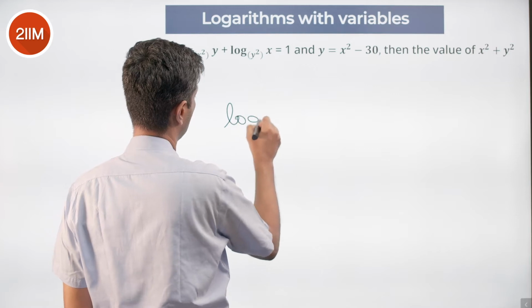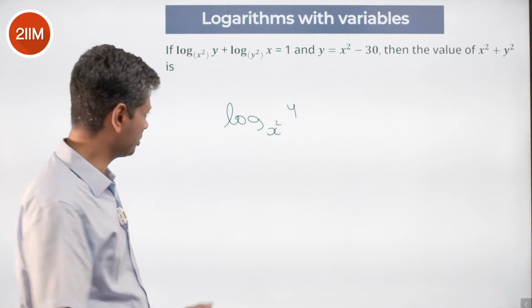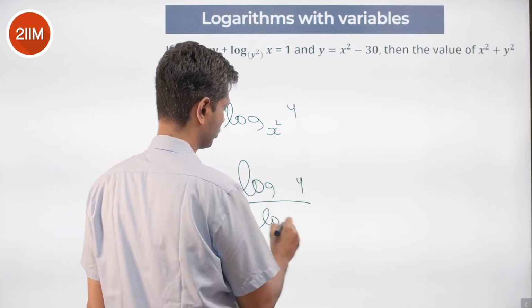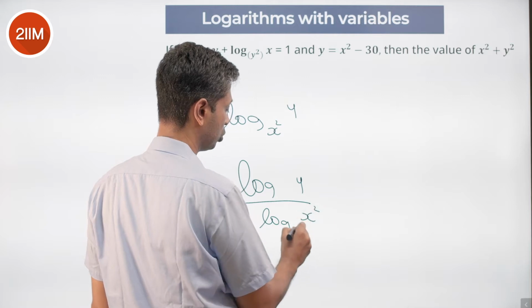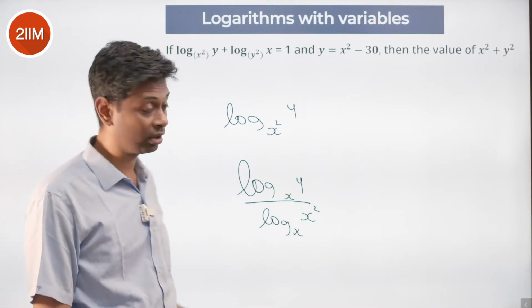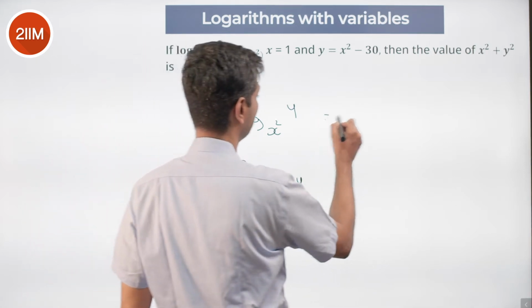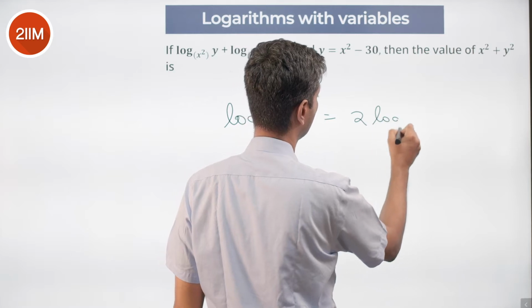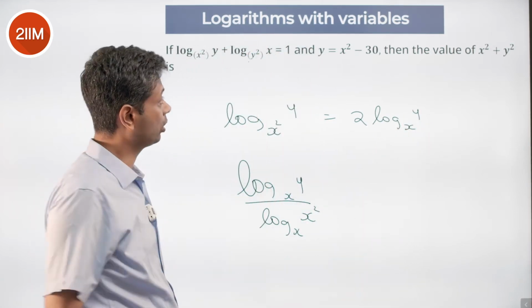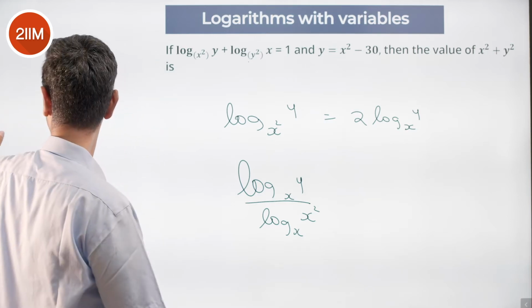Log y to the base x square. This is sometimes tricky to do. With all of these questions, what I prefer to do is call it log y by log x square, both to the base x. Log x square to the base x is 2 log x to the base x, which is 2. So this is nothing but 1 by 2 times log y to the base x, and the other term is 1 by 2 times log x to the base y.